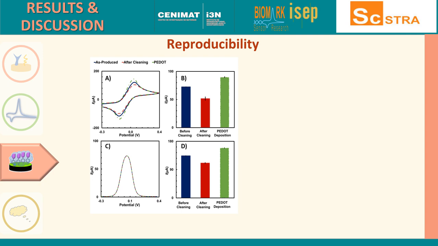The first test was testing the reproducibility of several different sensors, using the same assembly to follow: before cleaning, after cleaning, and after the electrodeposition of PEDOT. And it's possible to see in both electrochemical measurements small errors between different sensors. This is very good, it is a reproducible sensor.